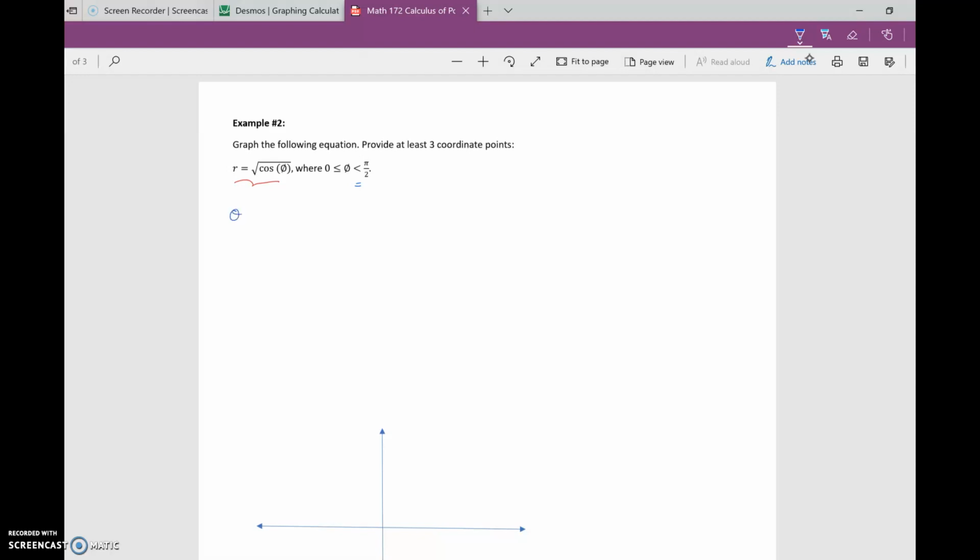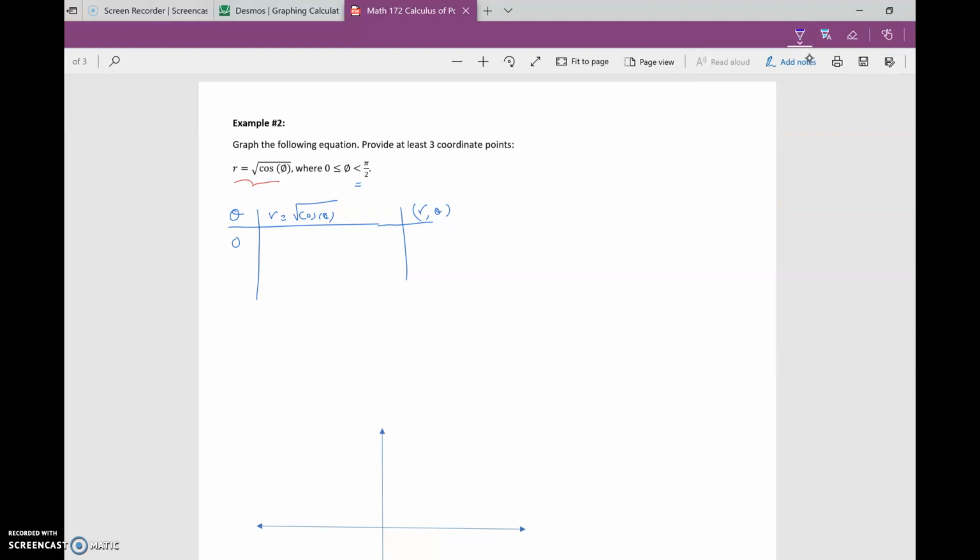So let me plug in a couple of coordinate points. And this is r is equal to the square root of cosine of theta. And we're talking about r comma theta. Remember that the coordinate points are technically going to be coordinate points at the end of circles. So let me start with 0.